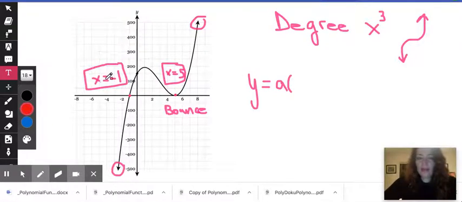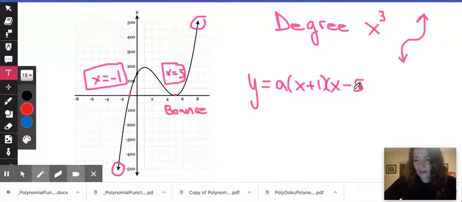If we have an x-intercept at -1, it means we have a factor of x plus 1. And then we have times another double root at x equals 5. That means we have a factor of x minus 5, but that would be squared because we have a double root. Now we need to find the a value for this equation.